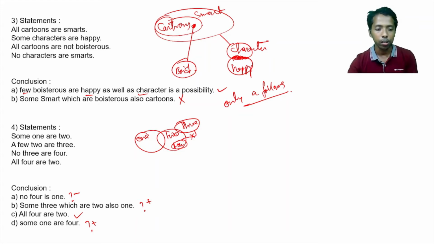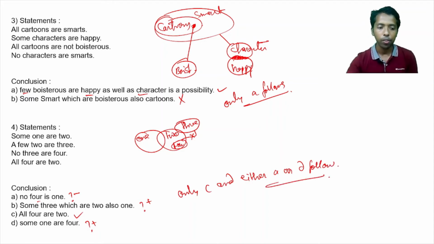That means what? Some and no, with the same subject and predicate, maybe their places are interchanged: 4 here is the subject, 4 here is the predicate, 1 here is the predicate, 1 here is the subject, right? But some 1 are 4, no 1 is 4. Nothing definite here, but there may be a possibility. What it means is that definitely one of the conditions would come, right? That means only C, and either A or D follows, right? I hope this is clear.